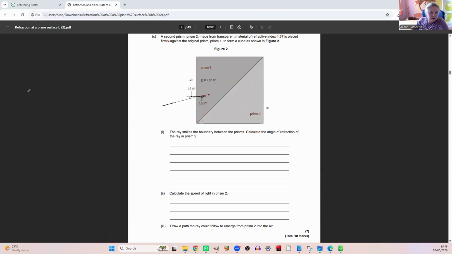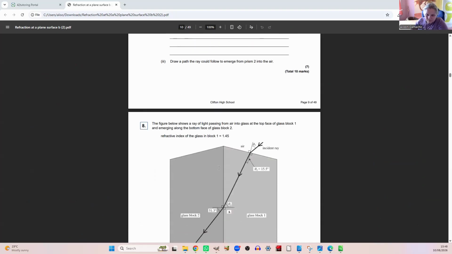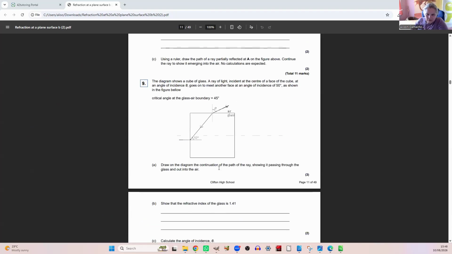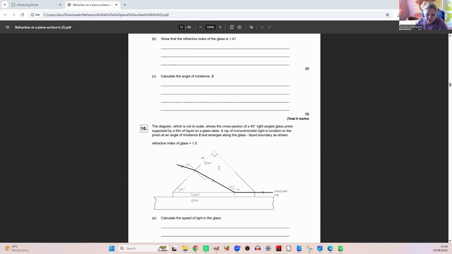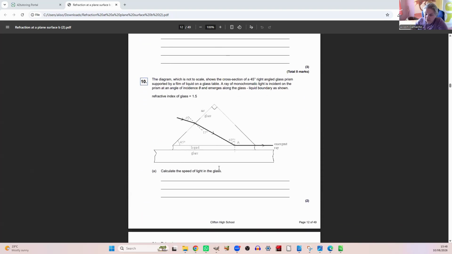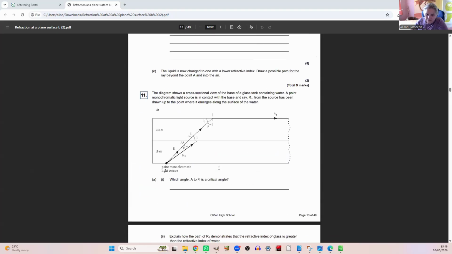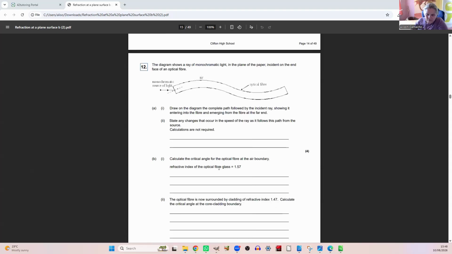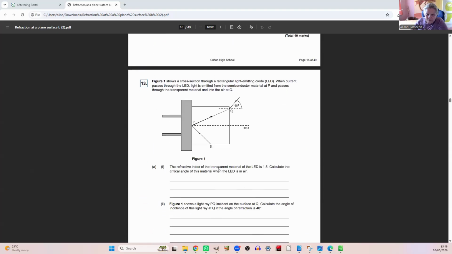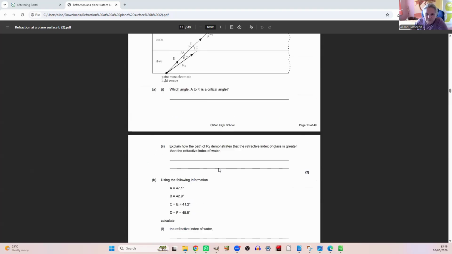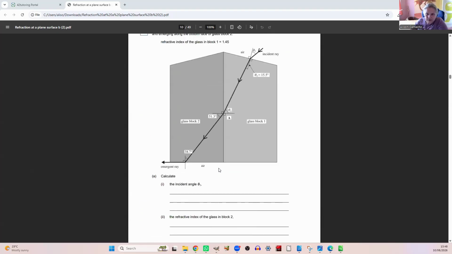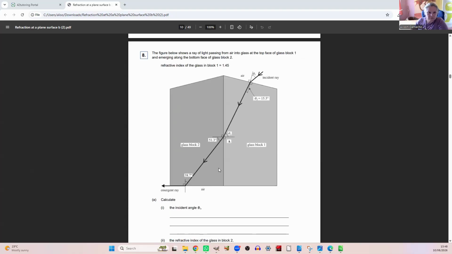Right, so let's do another one, shall we? That one, that one, that one. I don't know. What should we do? We've done a triangle one. Let's do this one. This one's a weird shape. So let's have a go at this one.